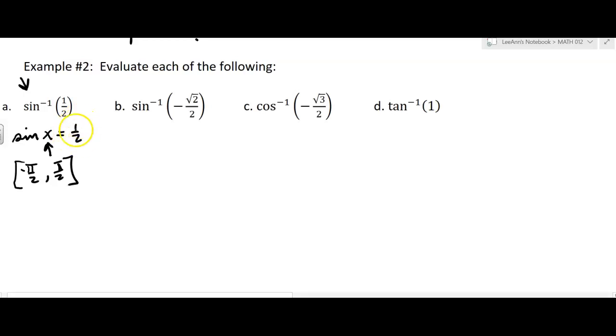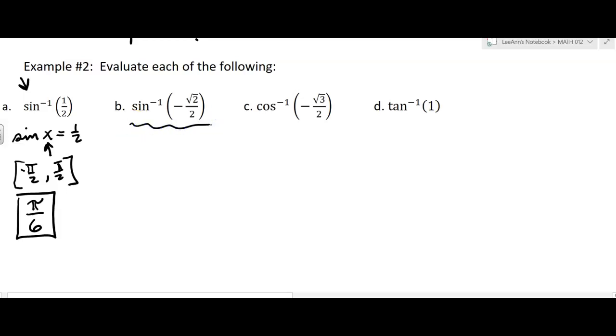Okay, so it's positive, it's in the first quadrant, and so that's going to be 30 degrees or pi over 6. We're going to go with the radian measure, pi over 6. That's going to be the answer then, right? So your output is going to be an angle because you're doing inverse sine. Okay, well, let's look at the next one.